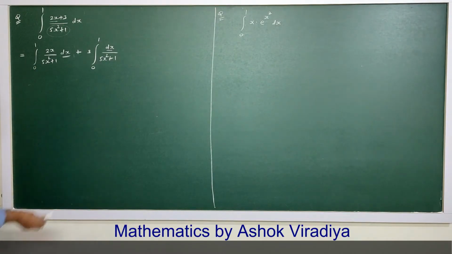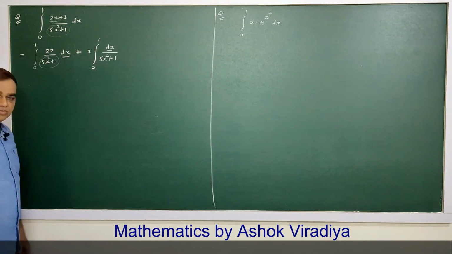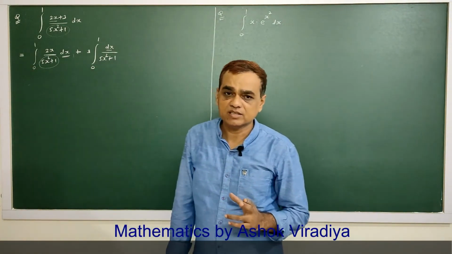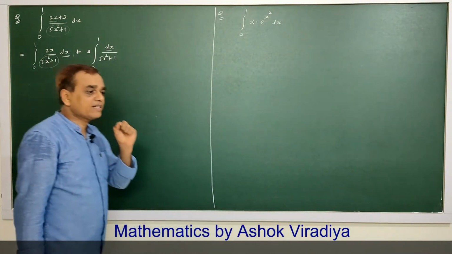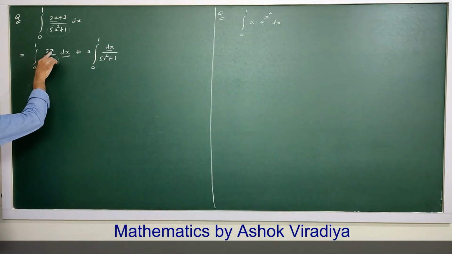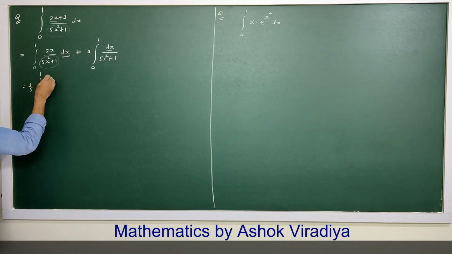Now here, think about its derivative. The derivative of 5x square plus 1 is 10x. So we can set 10x in the numerator. To have 10x here, we have to multiply this by 5. So divide by 5, multiply by 5.